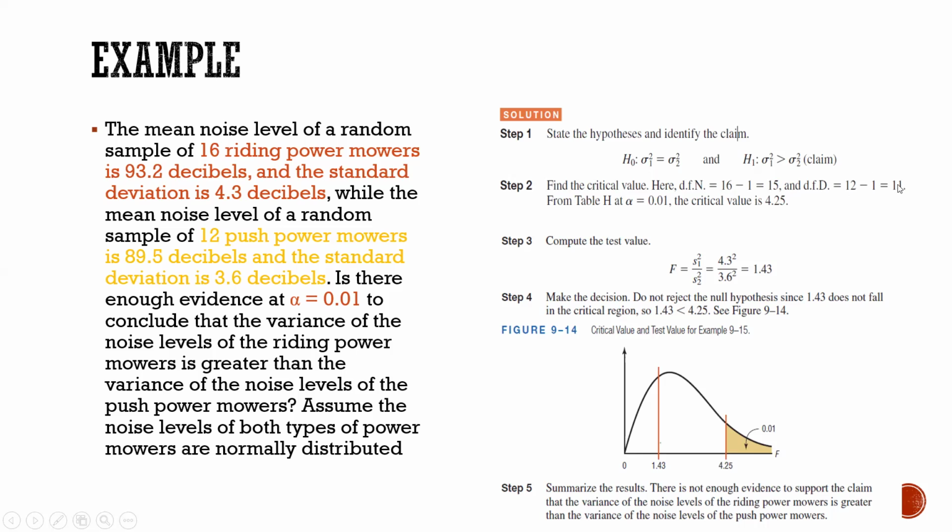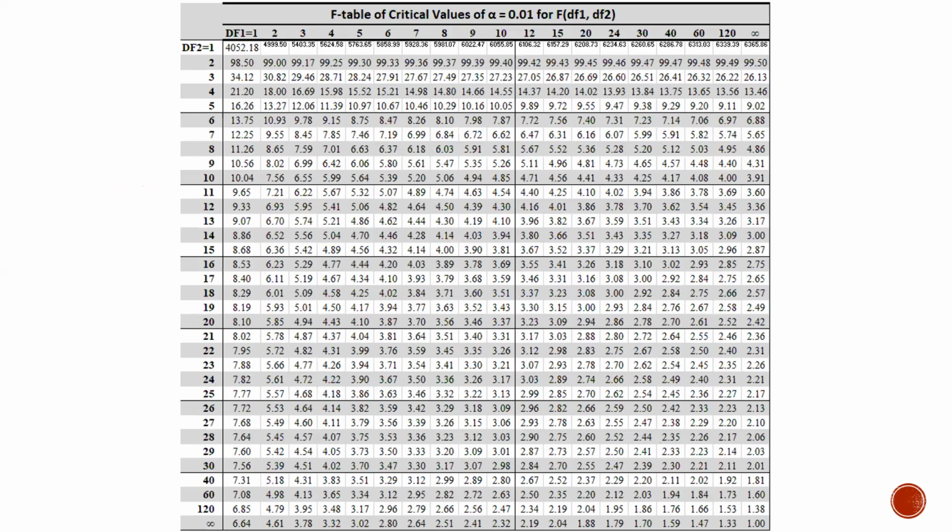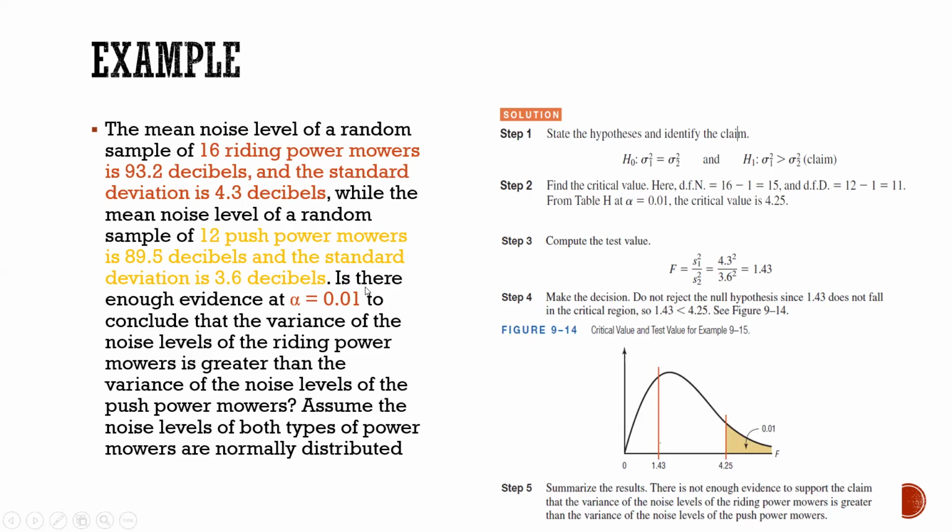And we will find this value from the table, which is the F table. This is the F table. So we have the degrees of freedom of the numerator here and the denominator here. So from the table, we find the critical value. It is 4.25.